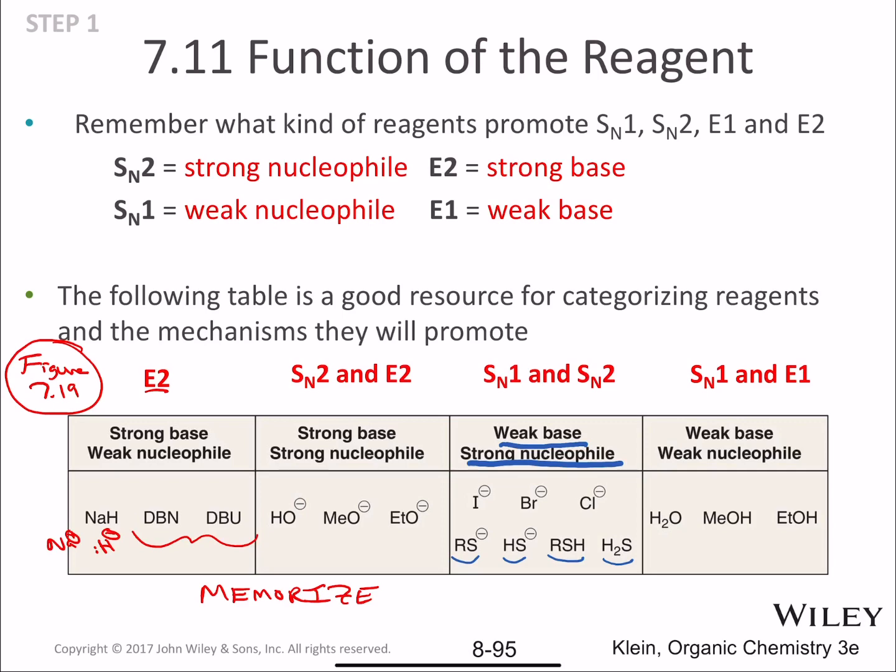Whereas the thiol and the hydrogen sulfide, well, sulfur is a very polarizable atom, and we discussed how nucleophilicity is not just a matter of charge, but it's also a matter of the polarizability of an atom. And then finally, for the last one, we have weak bases and weak nucleophiles. So those will be things like water and alcohol. So we have water and then methanol and ethanol. So again, it's a good idea to memorize this table so that when you see one of these reagents, you'll know which pathway, which mechanisms will predominate.